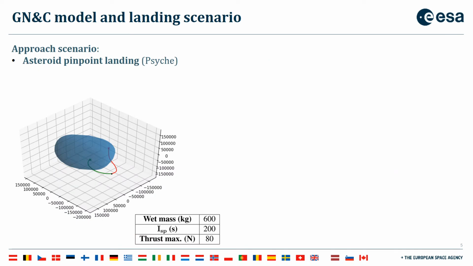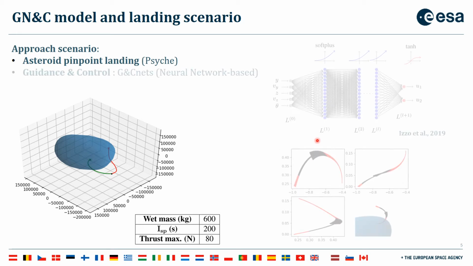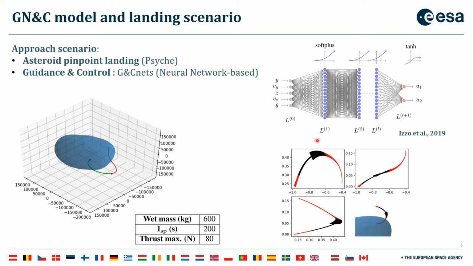So to investigate the application of differential algebra to GN&C, we had a case study on a simplistic pinpoint landing on an asteroid, on this blue potato here, which is a model of asteroid Psyche. You can see here in red the nominal trajectory in the inertial coordinates, and in green in the body frame. For the guidance and control function, we made a GECNet, which is a neural network based method. Essentially it's a neural network that maps initial conditions to controls, and as with any neural network method, it needs to be trained on a database. You can see here the database of optimal trajectories that we generated to train it.